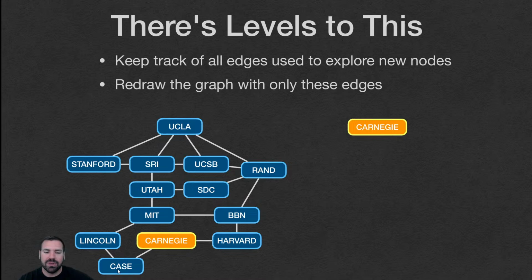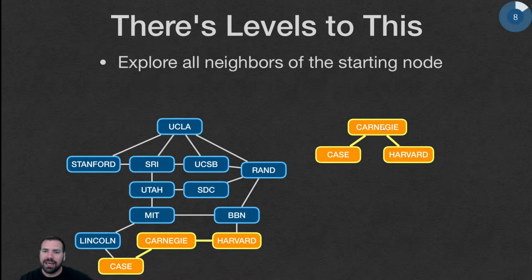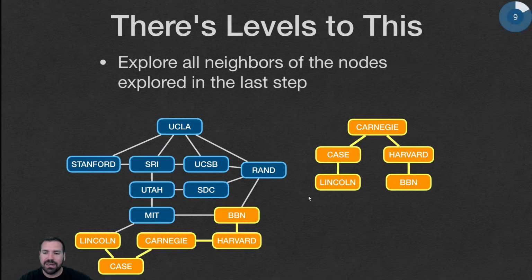So Carnegie is going to explore Case and Harvard. In my graph over here, I'm going to redraw this graph using only the edges that we're using to explore other nodes, and drawing them visually lower. So Carnegie discovered Case and Harvard. Case is going to discover Lincoln. Harvard is going to discover BBN. So I'm keeping track of the paths that I use to find each node. Carnegie to Lincoln, I use this path, Case to Lincoln. So I redraw that over here, but in a different way visually, even though it's the same information. But we're going to remove some edges. And I'm always drawing the nodes we discover lower visually on the slide.